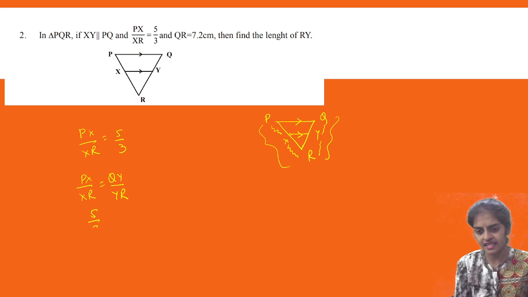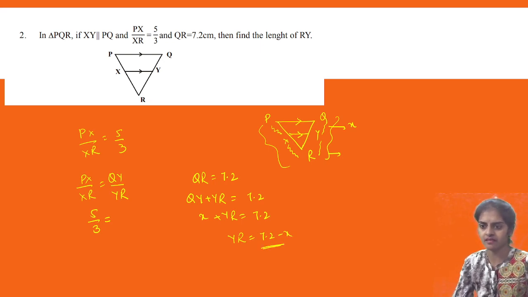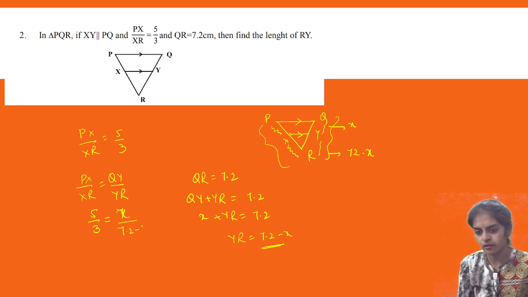Okay, so PX by XR is 5 by 3, given to you in the question. Now what is QY by YR? See here. QR is given as 7.2. But QR I can write as QY plus YR is 7.2. So if I take QY as x, YR will be 7.2 minus x. YR or RY is the same. That is what you have to find. So let us substitute. QY is x and YR is 7.2 minus x.